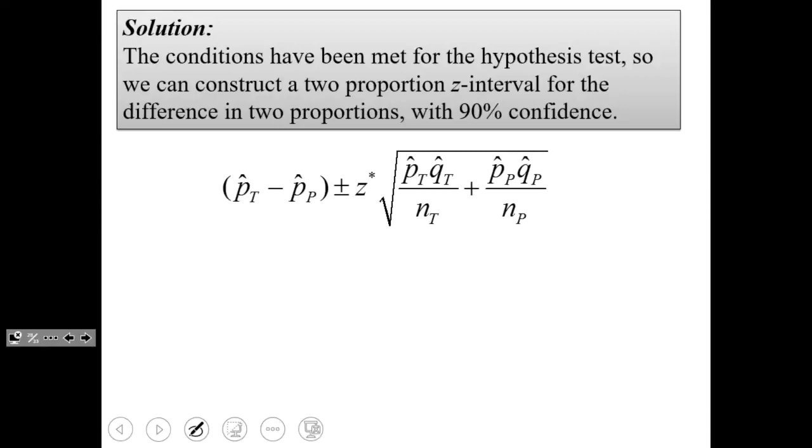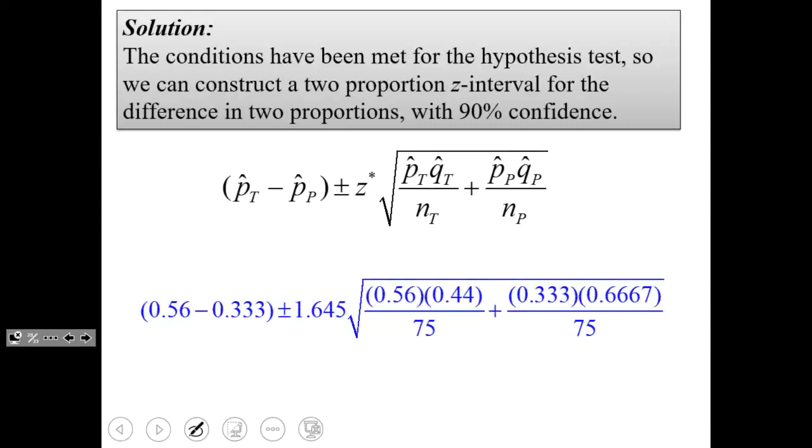So now I want to find my confidence interval. I need the difference between Tyson and Purdue, and that's going to give me a positive value because Tyson was more contaminated, plus or minus the margin of error, which is our critical value times the square root of our standard error, which in this case, we need to do the sum of the variances to find. So in this case, 0.56 minus 0.333 plus or minus 1.645 to do a 90% confidence. That's the square root of 0.56 times 0.44 divided by 75 plus 0.333 times 0.36667 divided by 75.